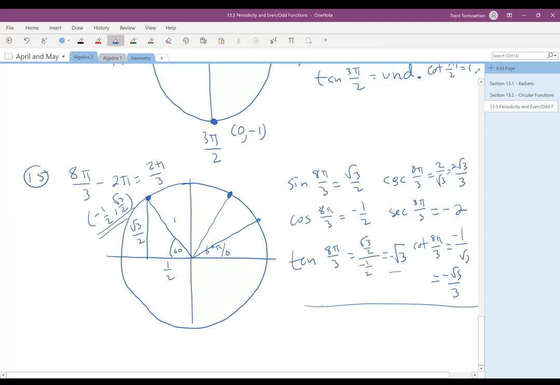And so again, it's just a matter of identifying where on the graph is 8 pi over 3, then finding the coordinates of the point that way using our special right triangles, and then just applying what we know about sine, cosine, and tangent, and then the reciprocal functions of those.